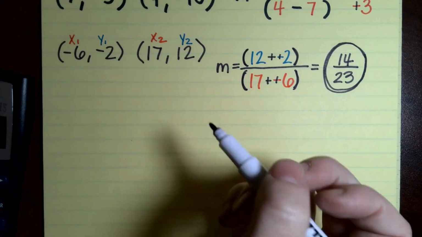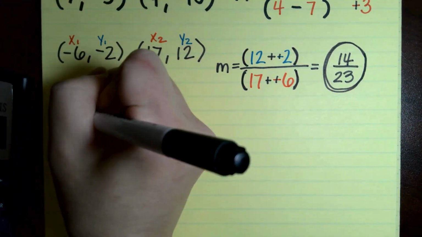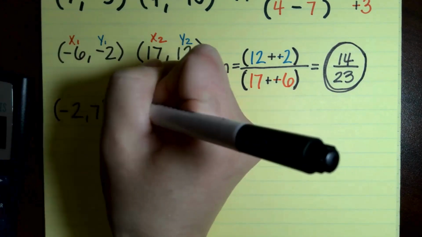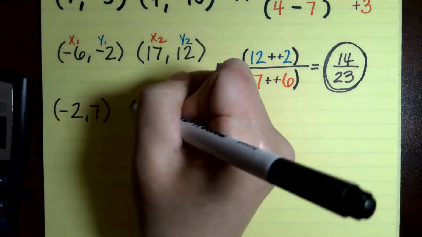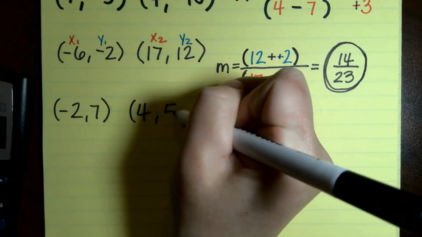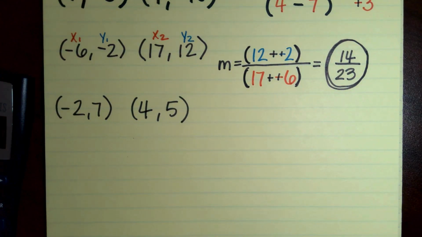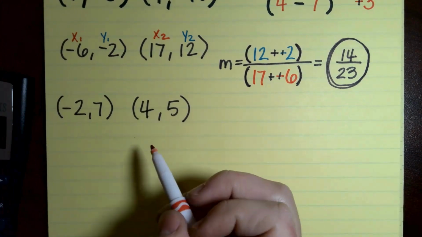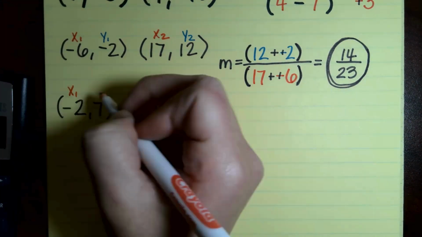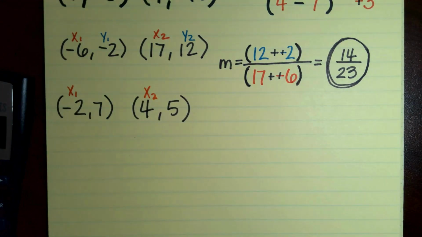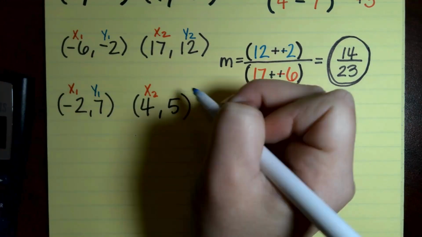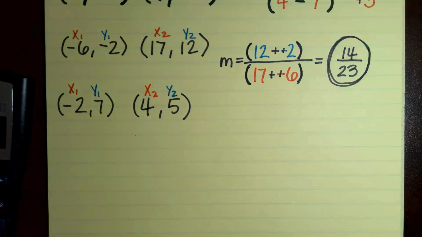Let's try -2, 7, and 4, 5. All right. What should we start with? Let's label the coordinates. Yes, let's label the coordinates. So I've got x1, x2, and then y1 and y2.